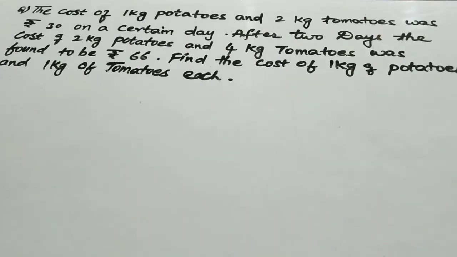What is our next example? The cost of 1 kg potatoes and 2 kg tomatoes was rupees 30 on a certain day. After 2 days, the cost of 2 kg potatoes and 4 kg tomatoes was found to be rupees 65. Find the cost of 1 kg of potatoes and 1 kg of tomatoes each. This is our example. Let's do its solution.